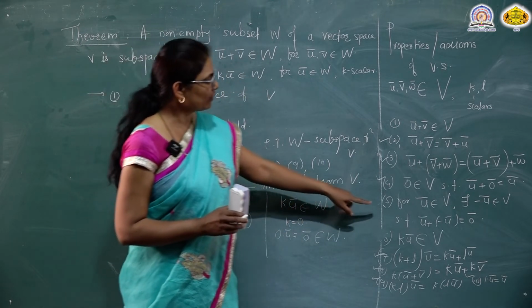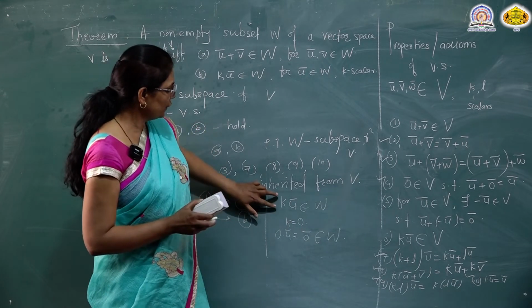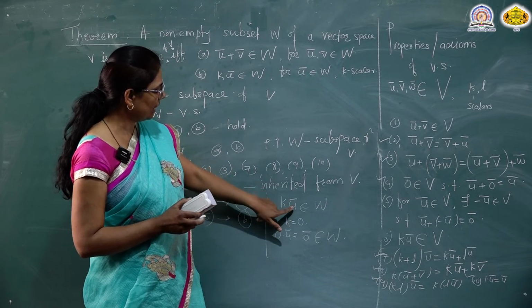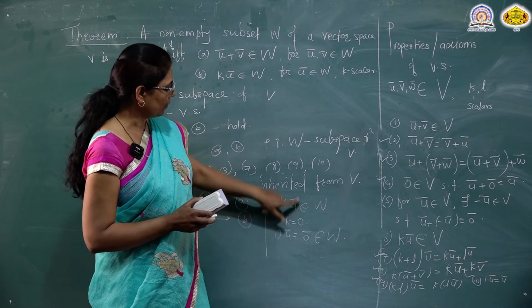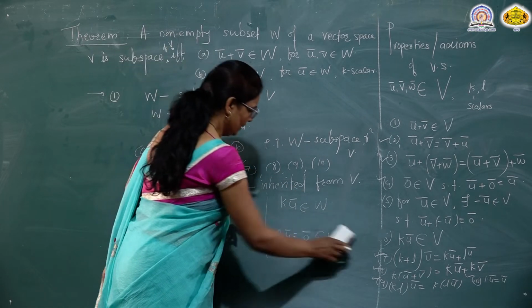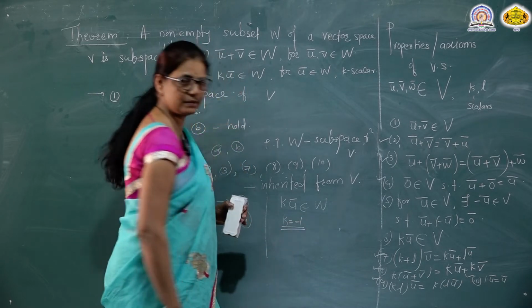Now we prove the fifth property, existence of negative element. For that again we use the same property. Since we know that for a scalar K and a vector U bar, the product again belongs to W because of the second condition. Now here we replace K equal to minus 1, scalar K equal to minus 1.